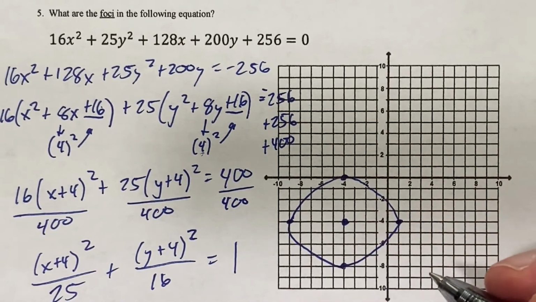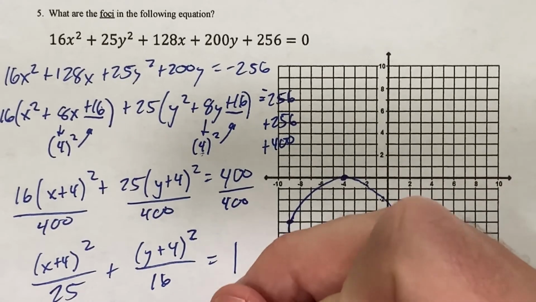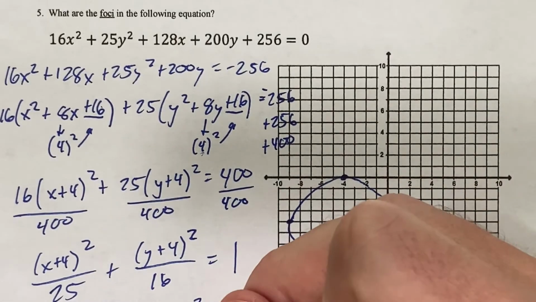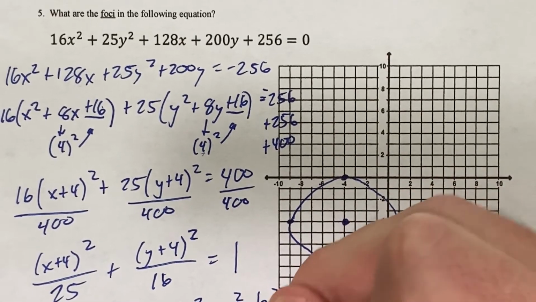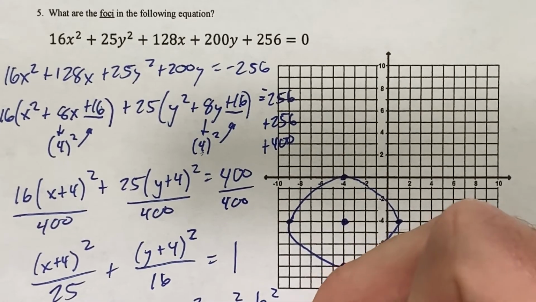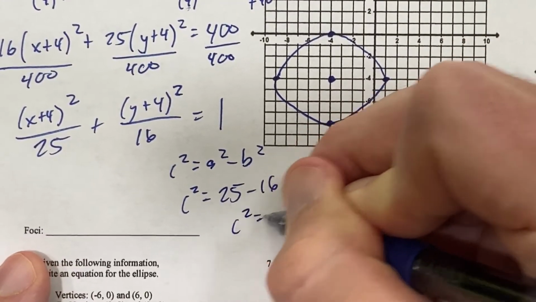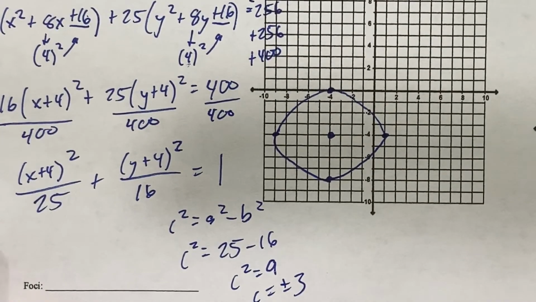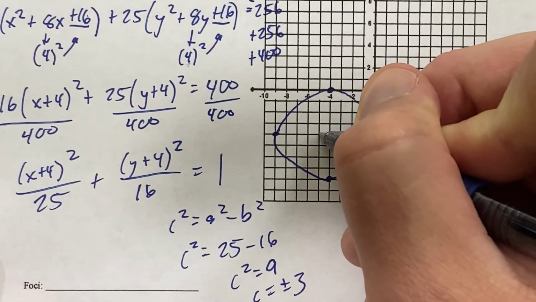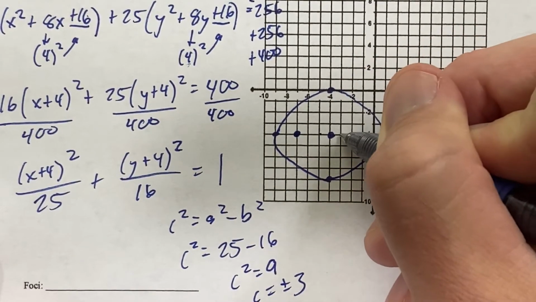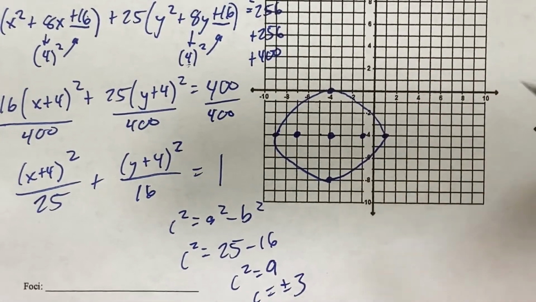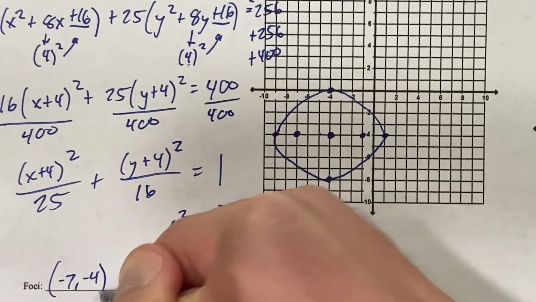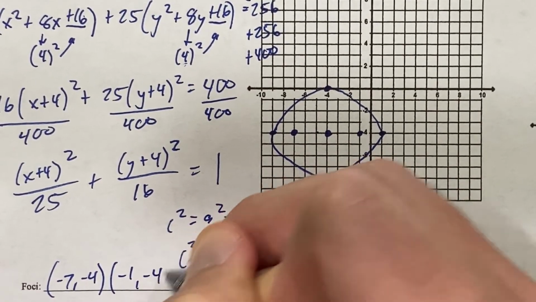So in order to find how many I count, I say c squared equals a squared minus b squared. And that will just be 25 minus 16. So that's 9. That means c equals plus or minus 3. So I'm going to start at the center and count 1, 2, 3 that way, and then 1, 2, 3 that way for my foci. So that would be at -7, -4, and -1, -4.